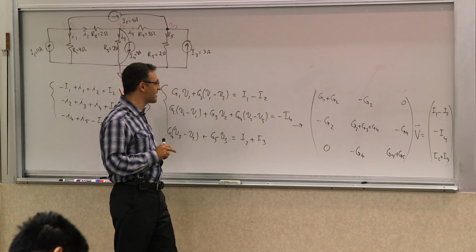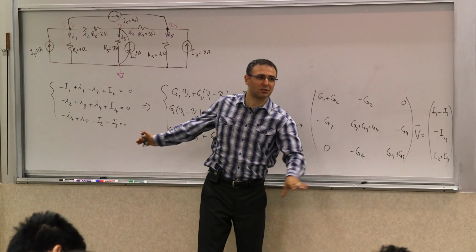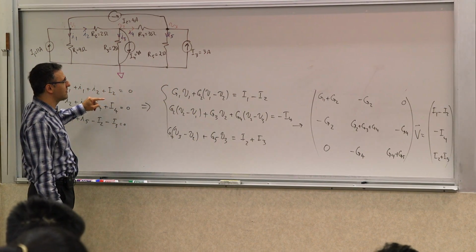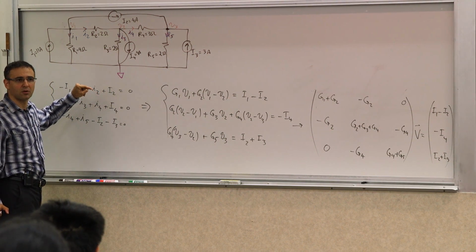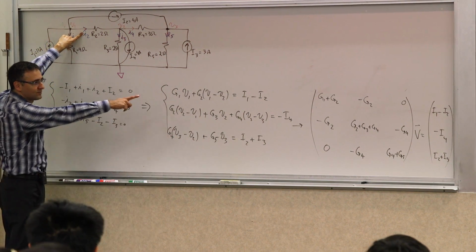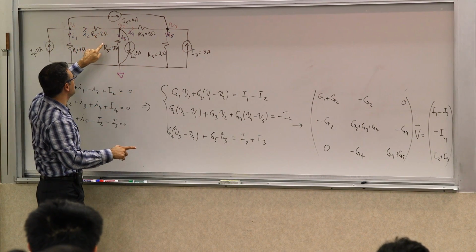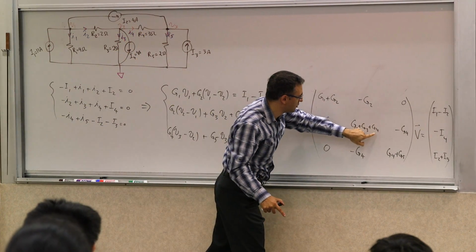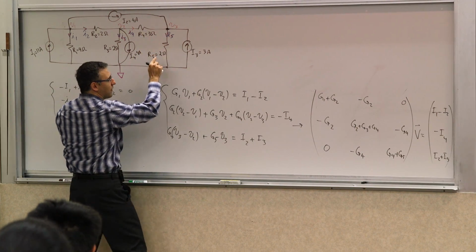So let's see if the hypothesis that we had, about how to generate this without writing any of these equations, is true. We said that diagonal terms are all the conductances attached to a given node. So element 1,1 should be all the conductances attached to this node, so it's G1 and G2. The second diagonal term, G2, G3, and G4, the three conductances attached here. The third diagonal term, G4 and G5.